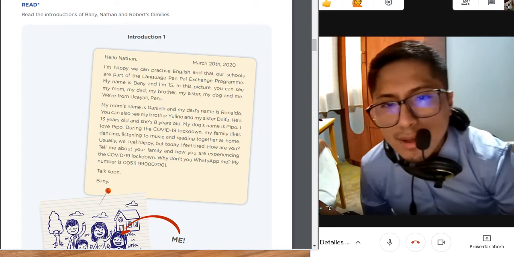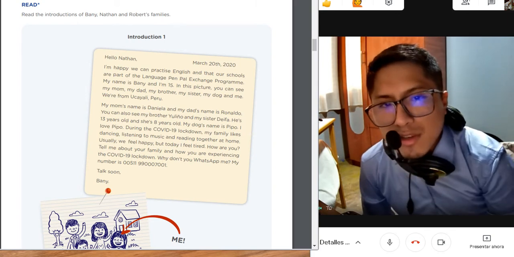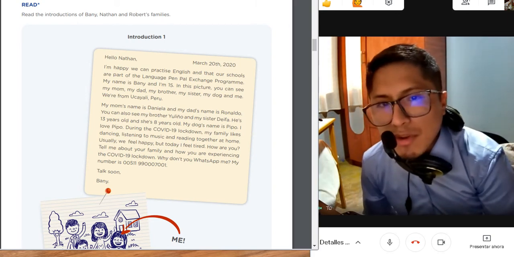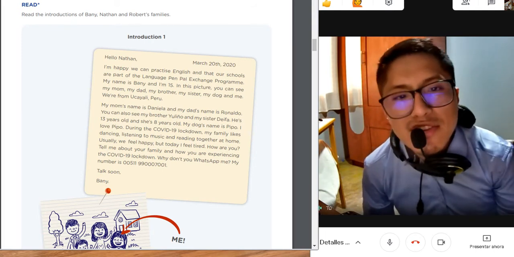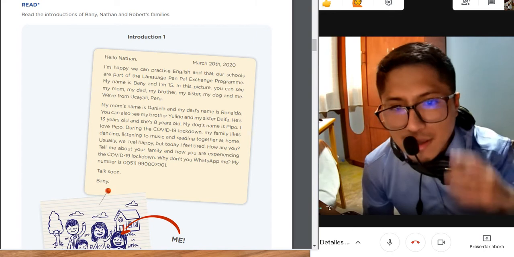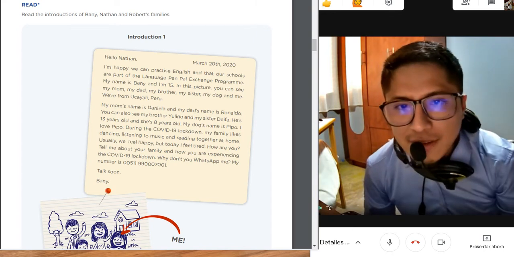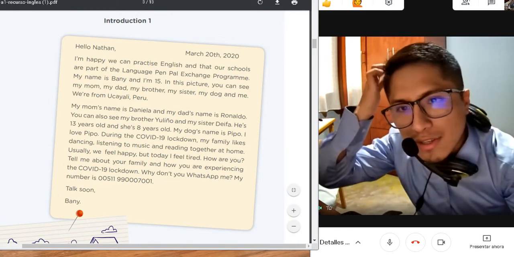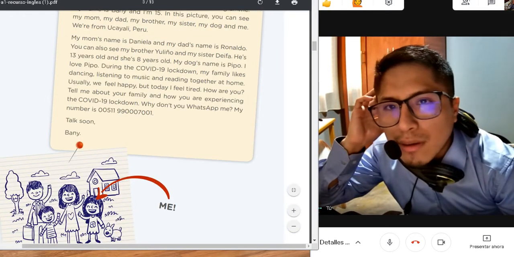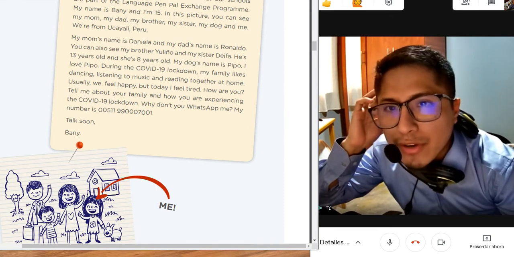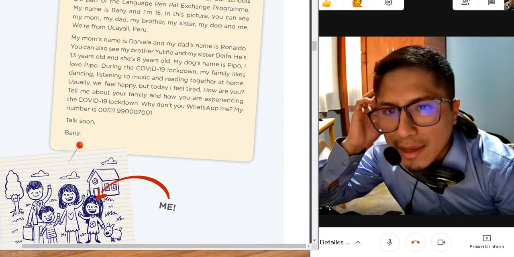I am happy we can practice English and that our schools are part of the language Penpal exchange program. My name is Ben. And I'm 15. In this picture, you can see my mom, my brother, sister, my dog, and me. We are from Ucayali, Peru.